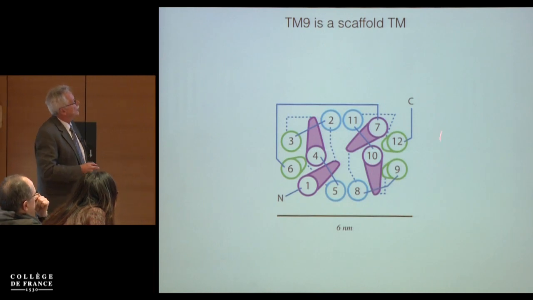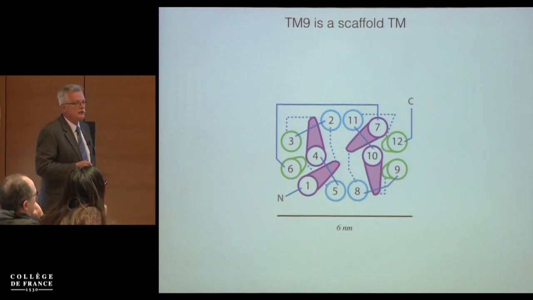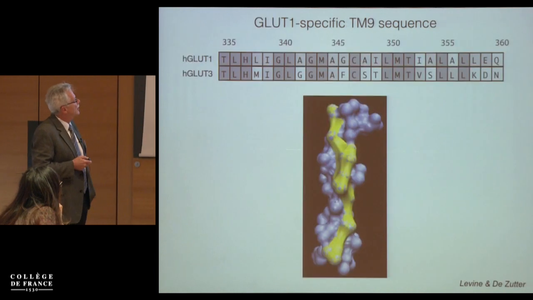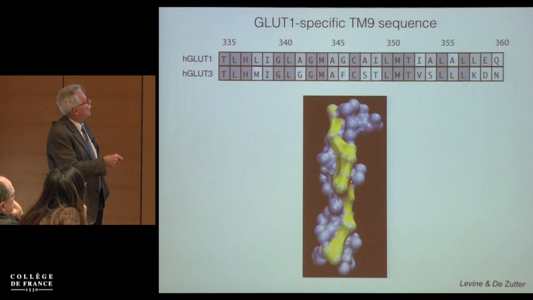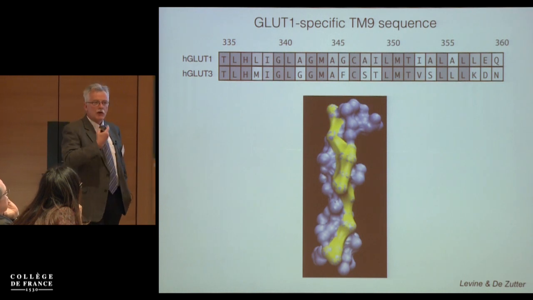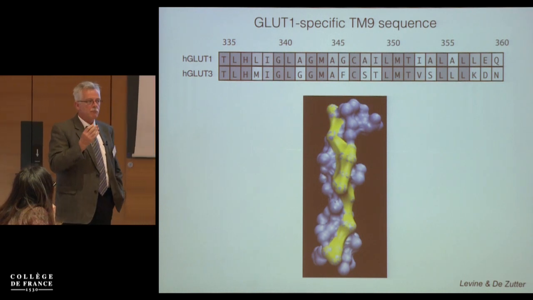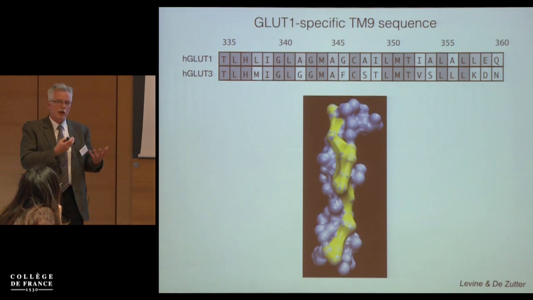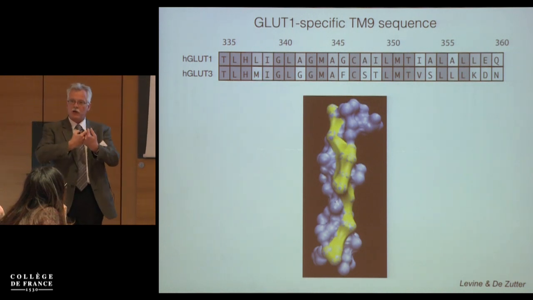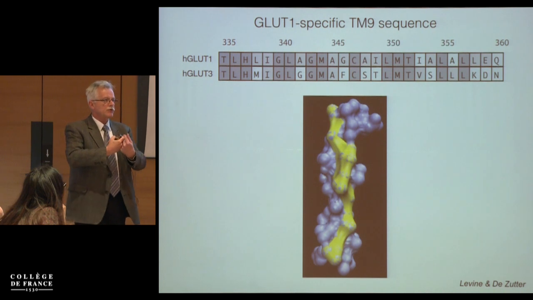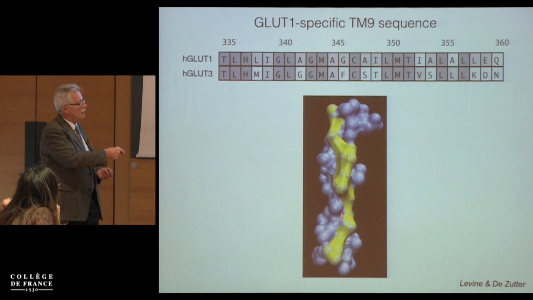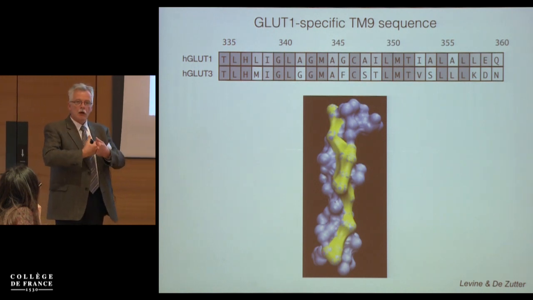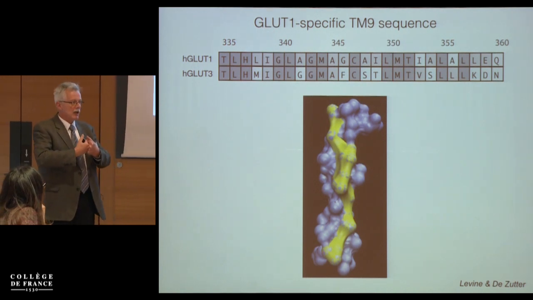Now, as you recall, transmembrane domain 9 is one of these external or scaffold transmembranes, and the sequence difference between GLUT1 and GLUT3 all maps to one surface, and it's a surface that's exposed to the lipid bilayer. So we think that like glycophorin, which forms these very tight, high-affinity dimeric structures in the membrane, this surface could be acting rather like Velcro to hold complexes of transporter together.